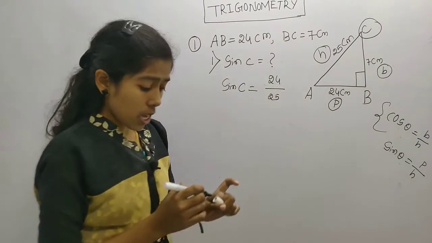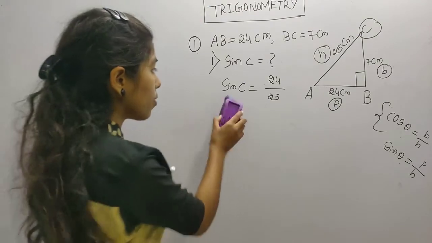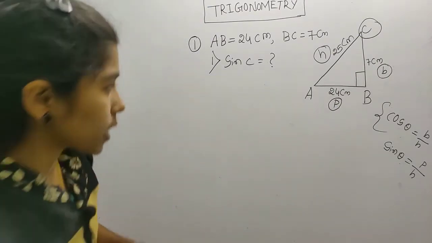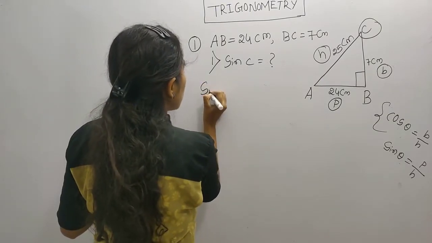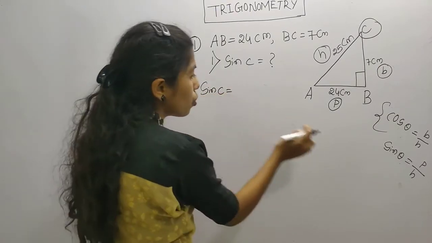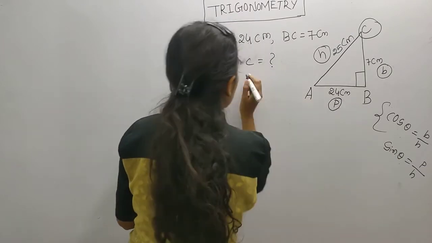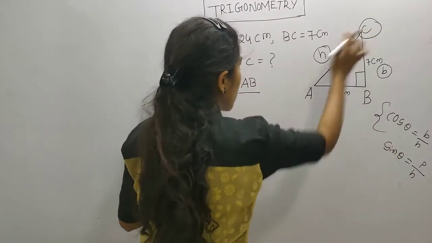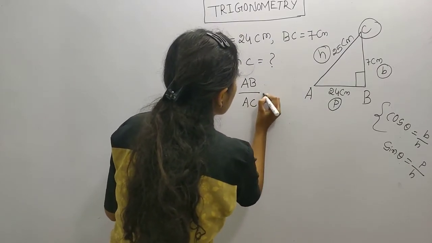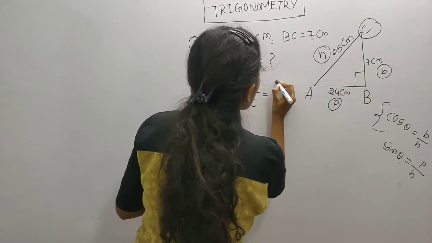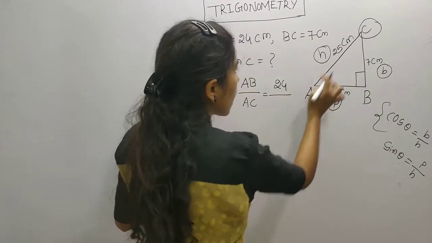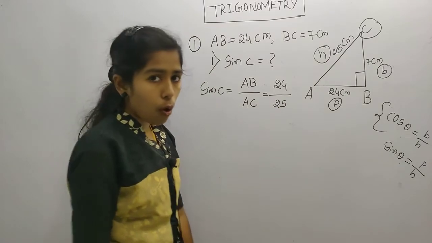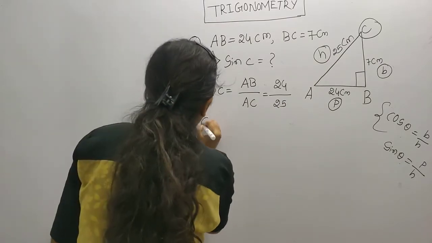Okay, sine C. But if an angle is given, then it's better to write like this. Sine C equals perpendicular, meaning AB, by hypotenuse, which is AC. So AB is 24, by AC, how much? 25. So 24 by 25. Over. Now let's move to cos C.